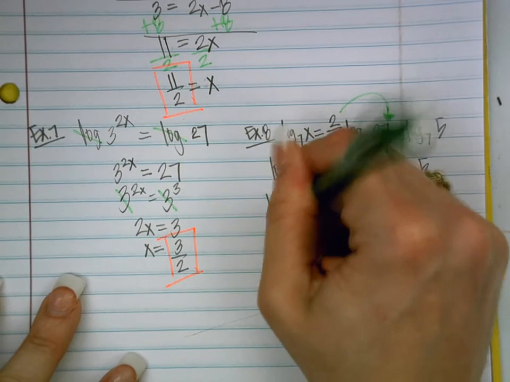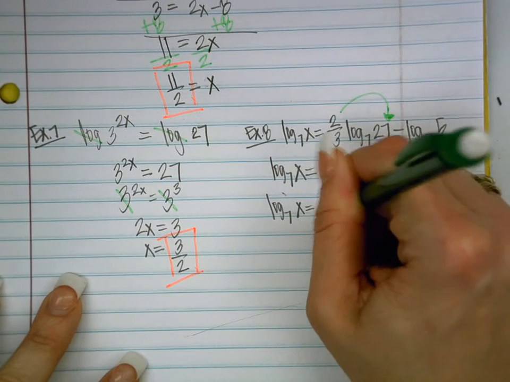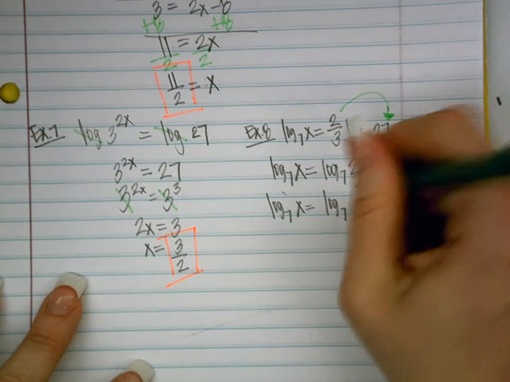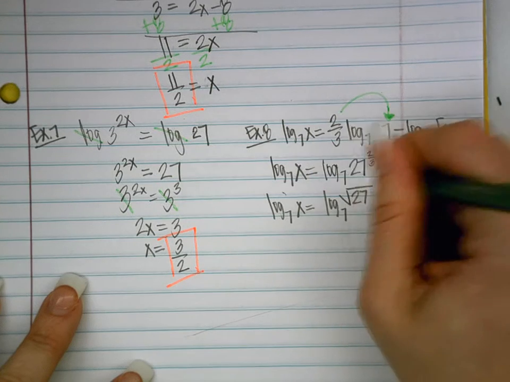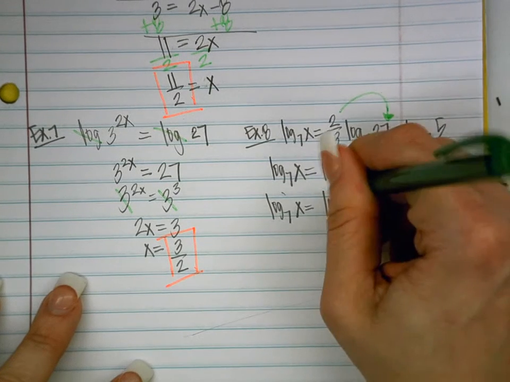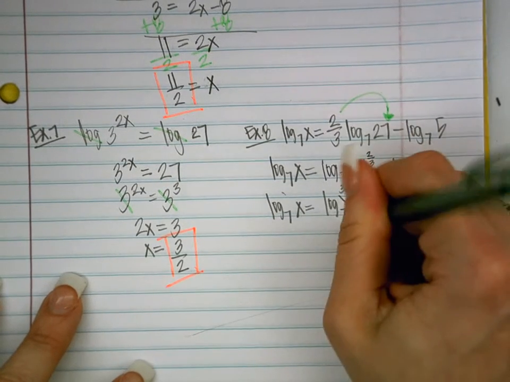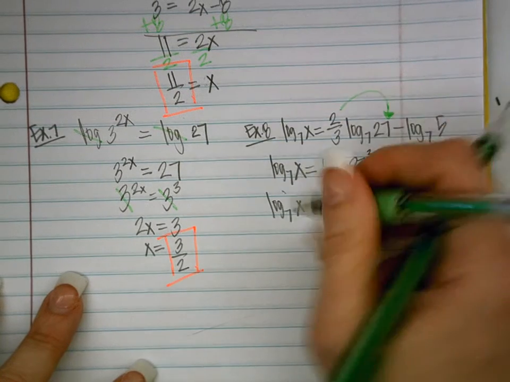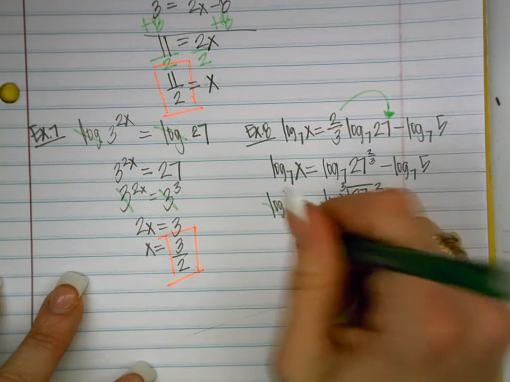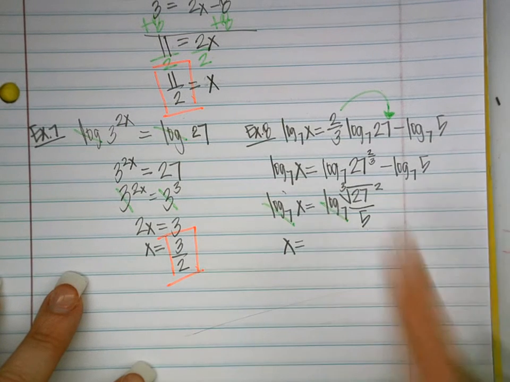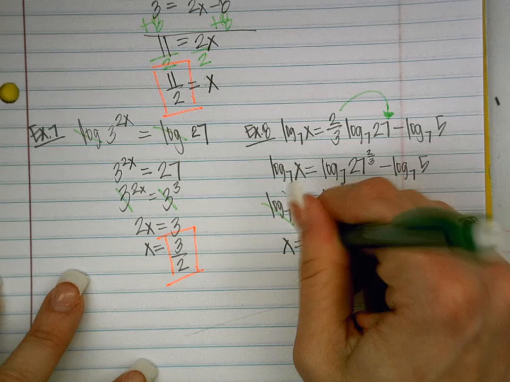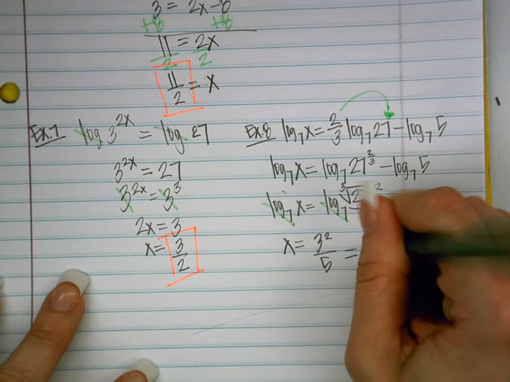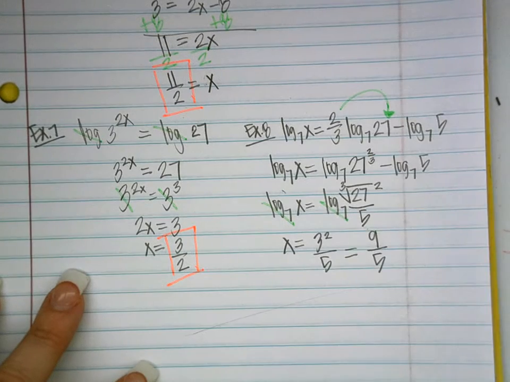Log base 7 of x equals log base 7 of, if you want to rewrite this, we're going to rewrite this with a power of 2/3. So 27 to the power of 2/3, and that subtract turns into a divide bar. Then if we have log base 7 on each side, you can drop those. And you're going to get x equals, what's the cube root of 27? 3. It's going to be squared over 5, and what is 3 squared? 9. 9 over 5. And as long as it's reduced, which that is, that's your answer.